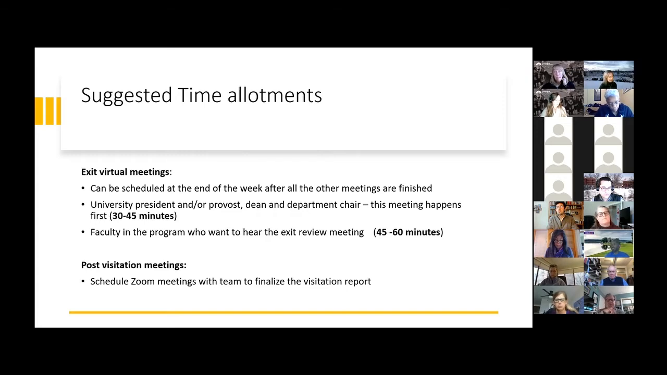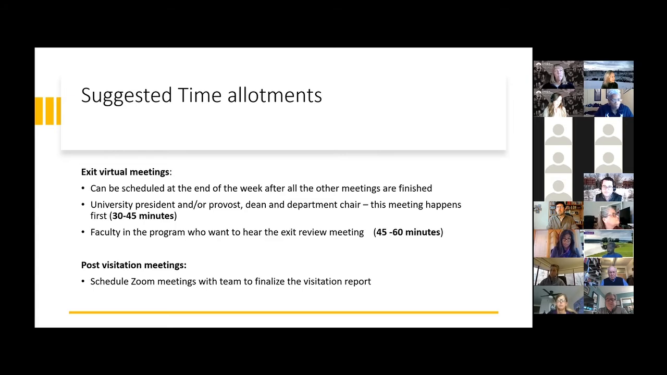Your exit meetings are scheduled at the end of the week or the end of all the other visit components that have taken place. And when you're meeting with the provost or president, again, this is a 30 to 45 minute meeting. It doesn't have to take a super long amount of time, just enough for you to do an overview of how the visit went, as well as meeting with the faculty.